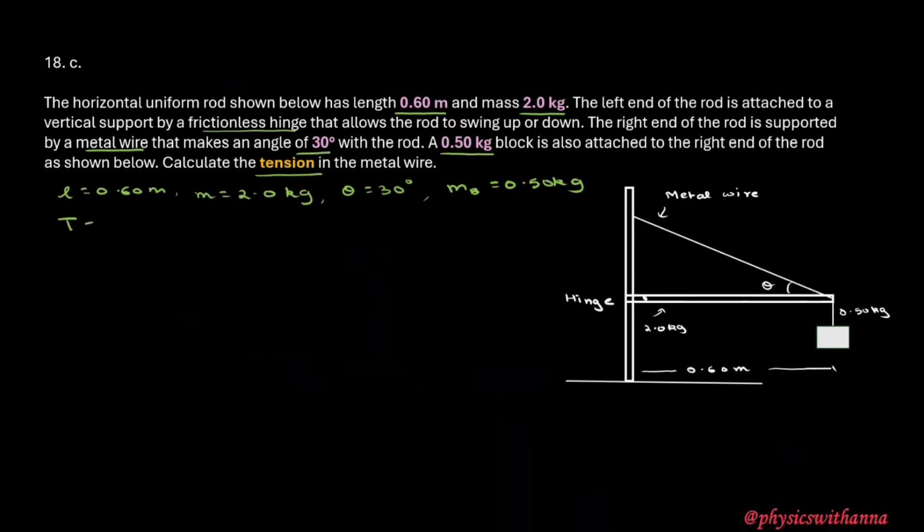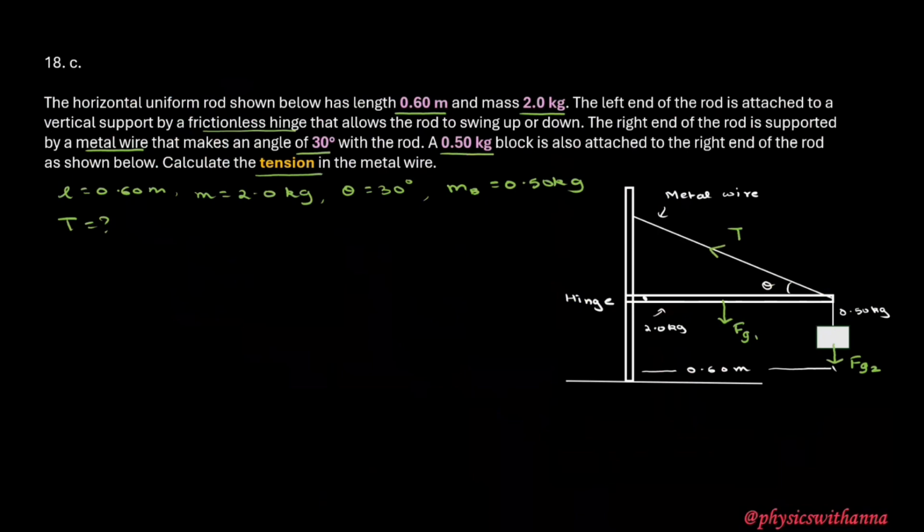In order to find tension, we need to first understand what forces are acting on this system. First you have the force due to gravity acting on the rod, which we will call Fg1. This force acts at the center of gravity, which is the same as the center of mass for the rod. Then you have the force due to gravity acting on the block, so we write Fg2 for the block. Then we have the tension in the string.